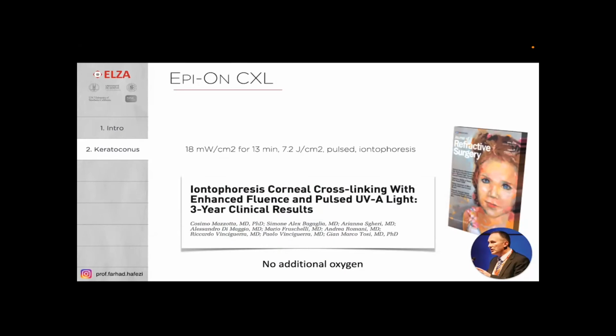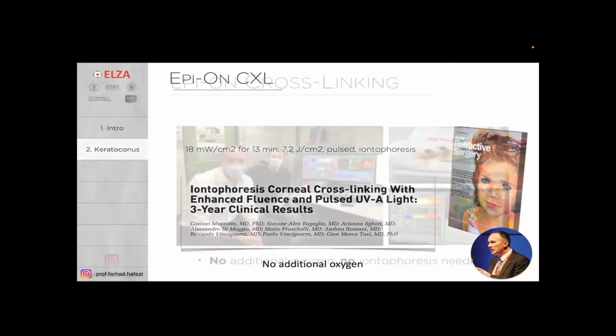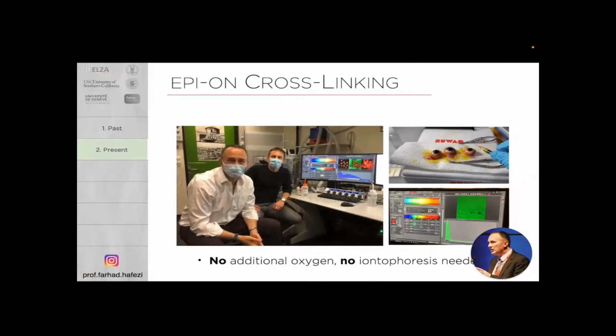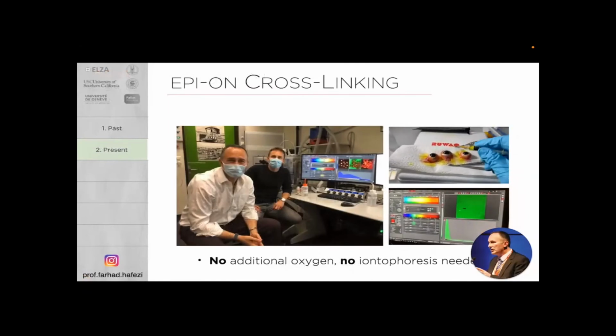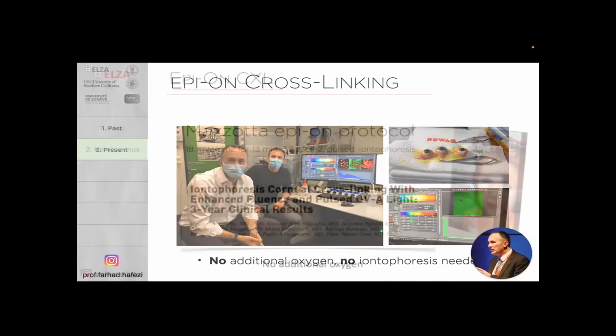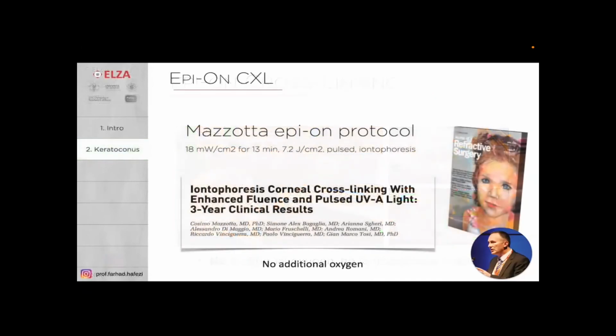But Cosimo Mazzotta still needed iontophoresis. This protocol, the technical settings of the irradiation, are also present in cross-linking at the slit lamp in the CI device. And my research team spent another year at the Swiss Federal Institute of Technology to get rid of the iontophoresis part. So now we have epi-on without additional oxygen, without iontophoresis, just a lot of drops and light. In other words, no more iontophoresis needed.